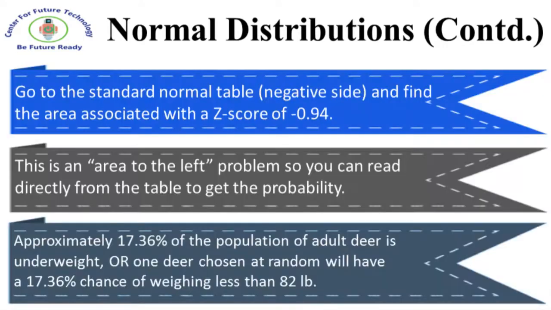Go to the standard normal table and find the area associated with a Z score of minus 0.94. This is an area to the left problem, so you can read directly from the table to get the probability. P(X less than 82) equals 0.1736, approximately 17.36% of the population of adult deer is underweight. Or one deer chosen at random will have a 17.36% chance of weighing less than 82 lb.